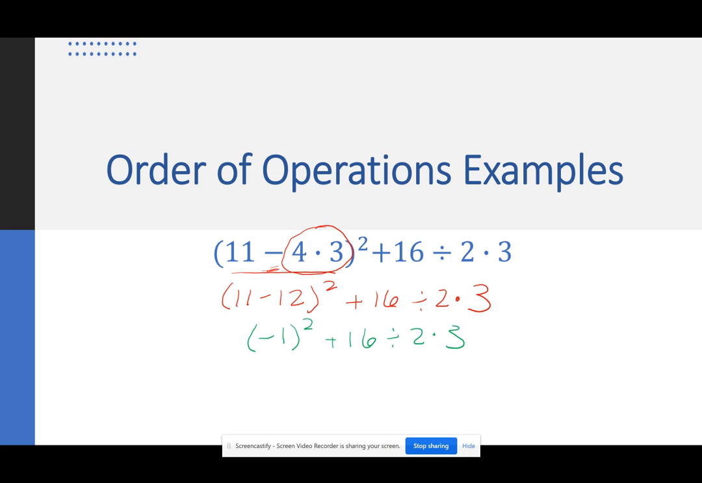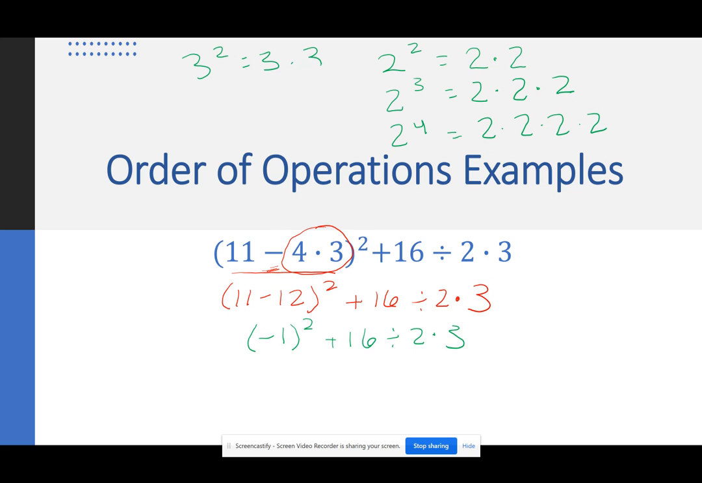Now I see an exponent right here, so negative 1 squared. So let's talk about it. When you have something squared, like 2 squared, it's the number times itself that many times. So we have 2 times 2. 2 to the third would be 2 times 2 times 2. 2 to the fourth is 2 times 2 times 2 times 2. Like 3 squared is 3 times 3. So it's just the number times itself that many times. So in this case, negative 1 squared is negative 1 times negative 1. Now a negative times a negative is a positive, so we just get positive 1.